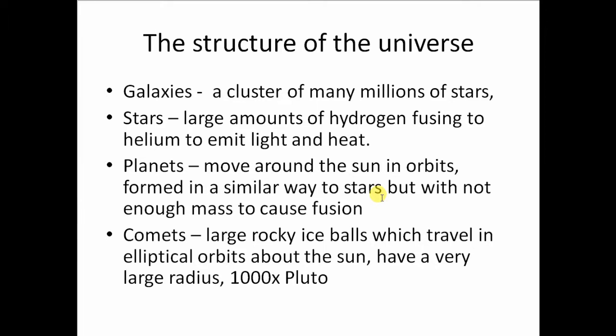We live on planet Earth, and there are many other planets such as Venus and Mercury, etc., and these move around the Sun in orbits. These are formed in a similar way to stars, where gravity pulls together different objects, but the mass is not enough to cause nuclear fusion. And one of the final things we have are comets, which are large rocky icy balls apparently, which travel in elliptical orbits around the Sun in very large radiuses, around 1,000 times the radius of Pluto.